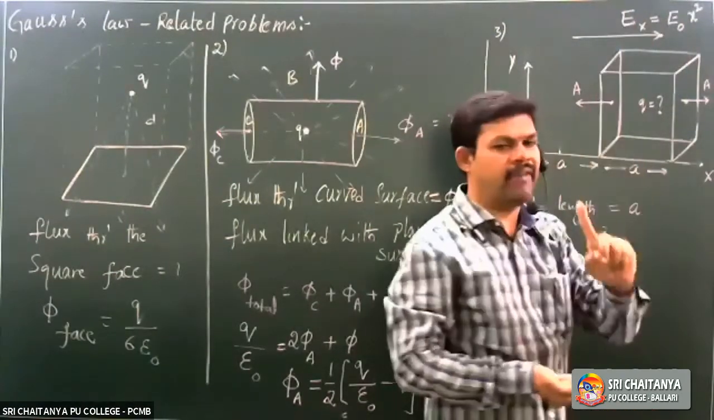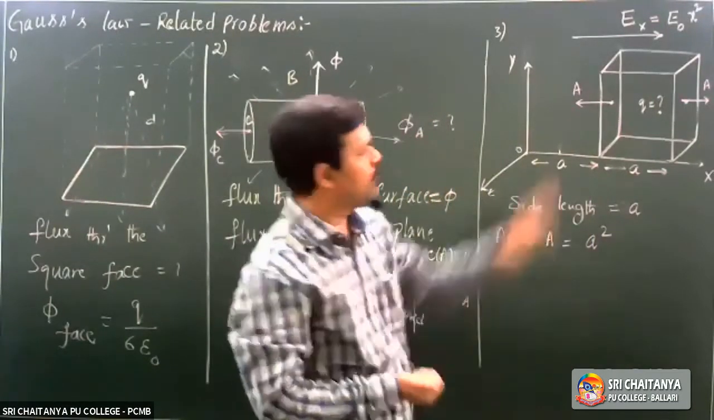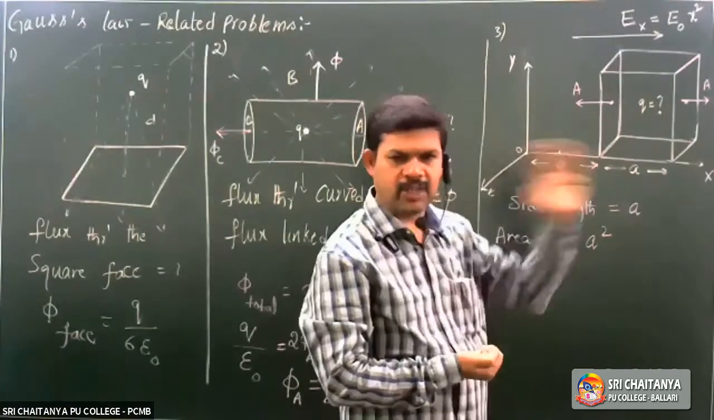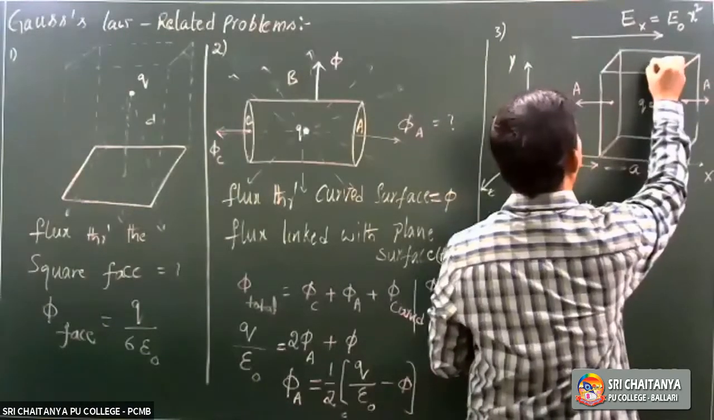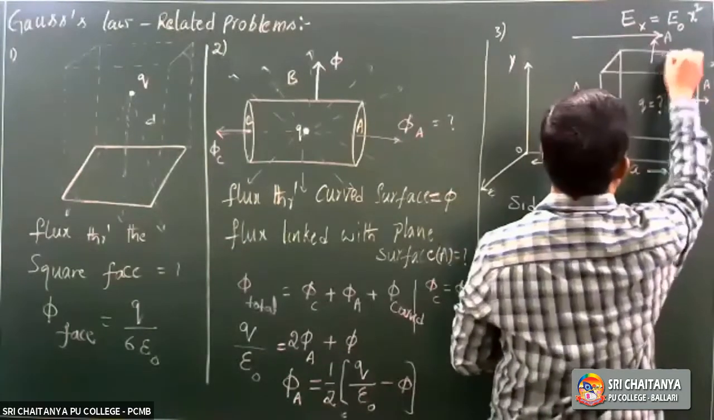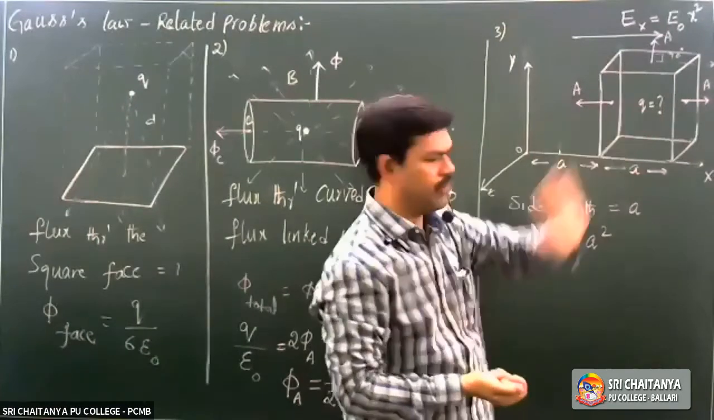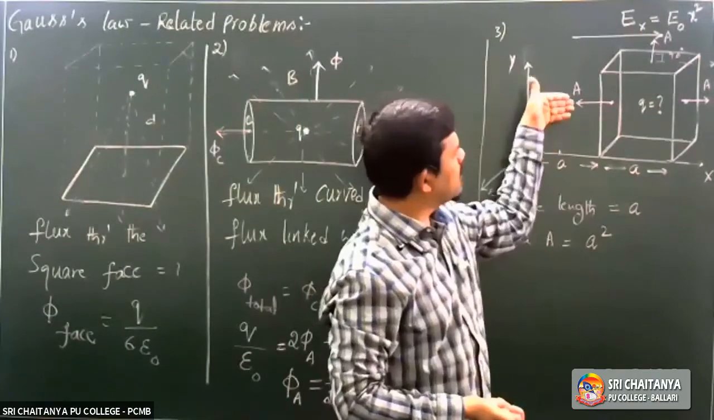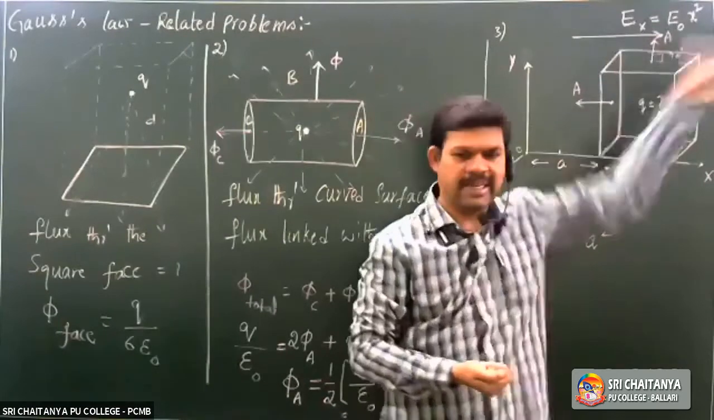The angle between the area vector and the field is 0; in previous classes we discussed this, right? For other faces, the flux becomes 0. The field does not pass through. For example, for this face, if I draw the area vector, the field vector is in this direction, the angle is 90, so the flux through this is 0. Same way for all other faces. So flux passes through only this face and this face, because the field is along the x direction.